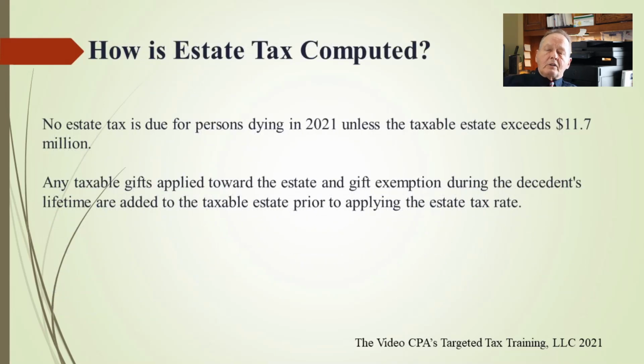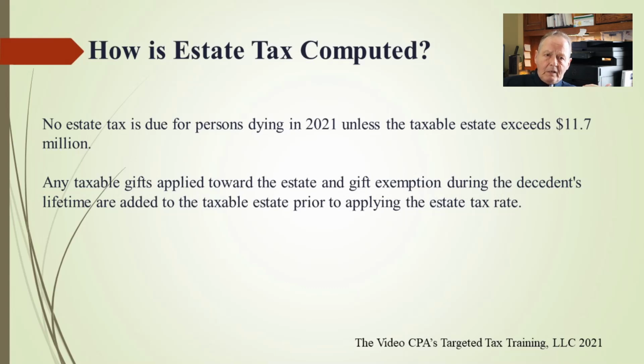All right, so the tax is computed, as I mentioned. You take the estate tax rate against the taxable estate, and the estate tax rates are high. They start high. So do the gift tax rates if you're subject to gift tax. But if you exceed the $11.7 million, then you apply that tax rate to it.